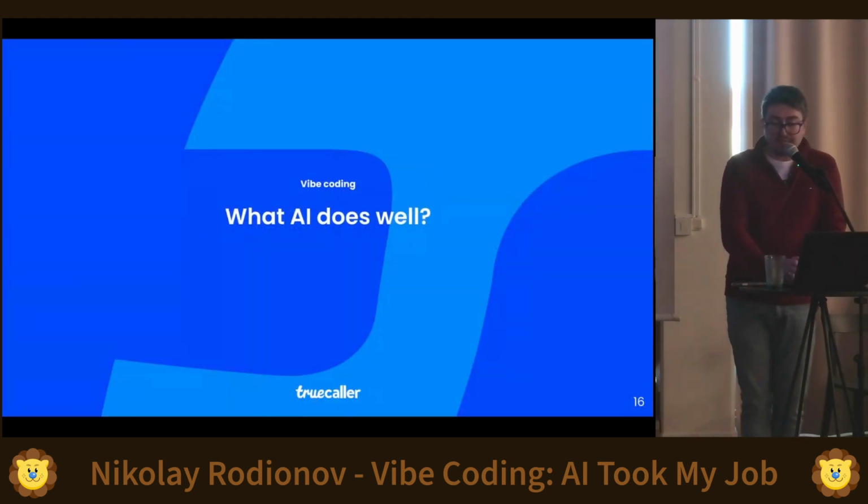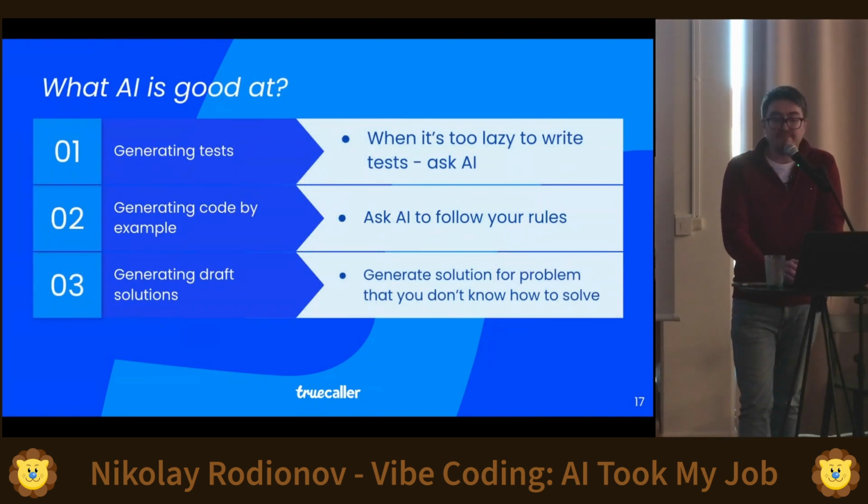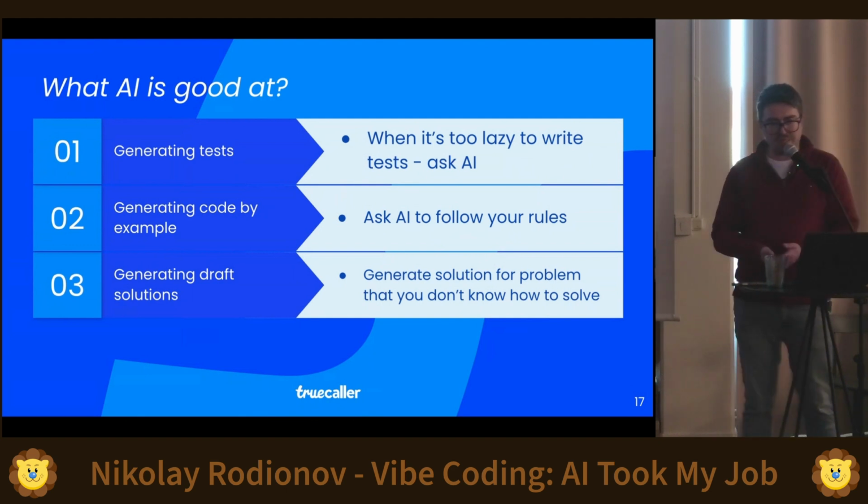So what does AI do well in my experience? First of all, it's very good at generating tests by example. Sometimes you develop a feature, you are in a rush because the product owner wants to release it yesterday, and you think, oh, I will skip tests. It's nothing major, nothing will break. I also sometimes find myself in the same position, and it's very nice to ask AI to build those tests for you. It does it pretty well.